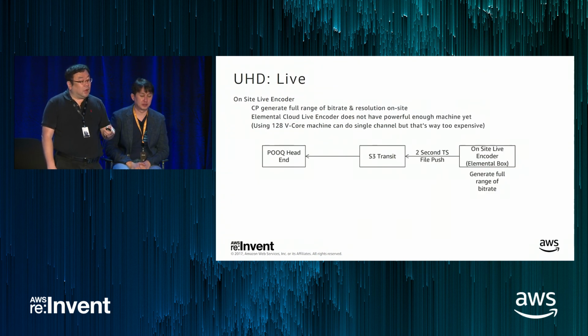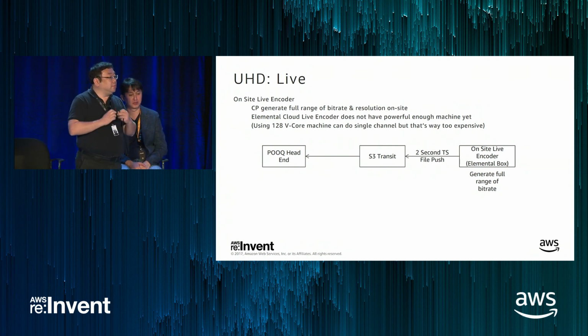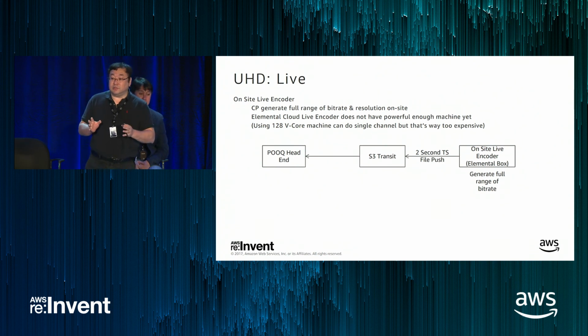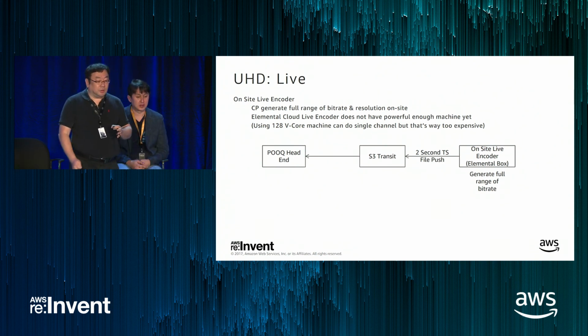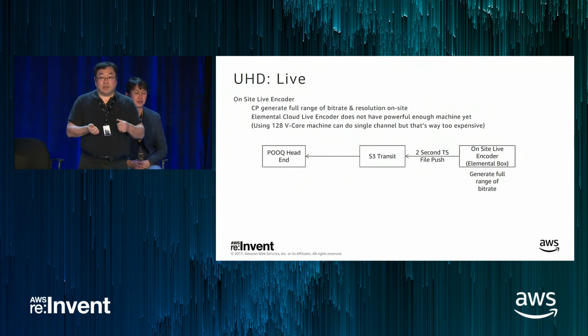For UHD Live, we have to use an on-site live encoder because at the moment, to my best knowledge, the Elemental encoder in the cloud doesn't have the power to produce UHD streaming. So we have to purchase the Elemental box for each CP, and we are going to get the TS data over S3. That is a little bit of a shame, but I believe that in the next version of the cloud, maybe these guys can come up with a better solution for that.